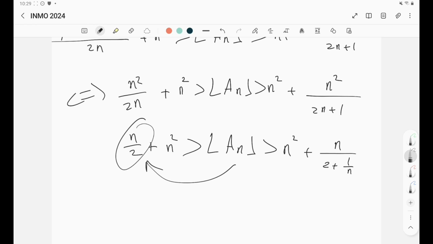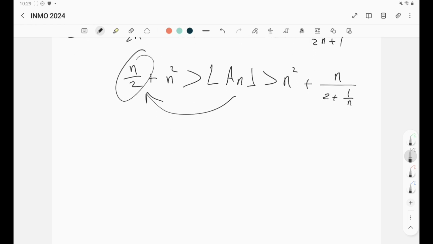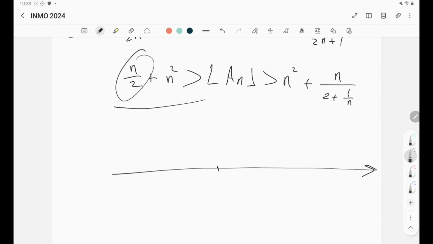Well, one thing here is that the idea is basically, let's take the number line, and let's take this number here, n squared plus n over 2. So this clearly is either an integer if n was even, or it's like an integer plus a half, right? Something point 5. Okay, very good.